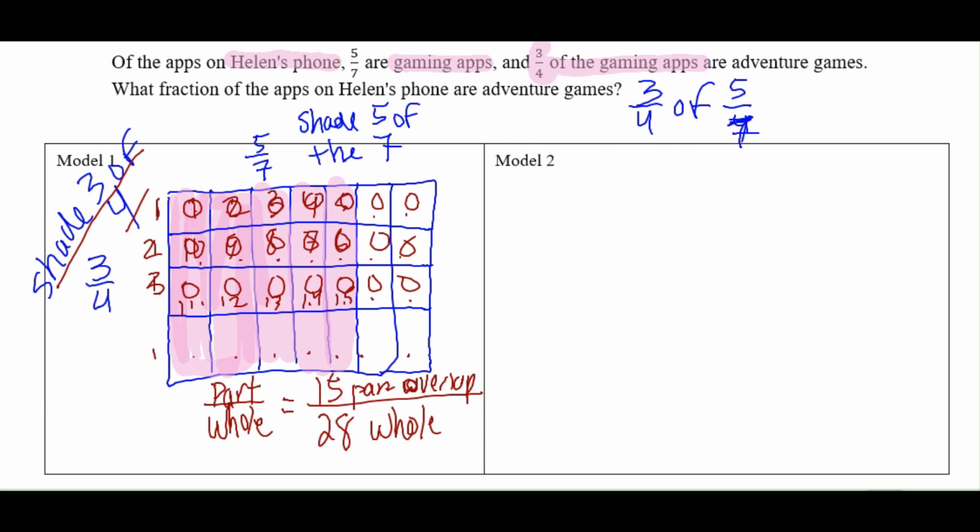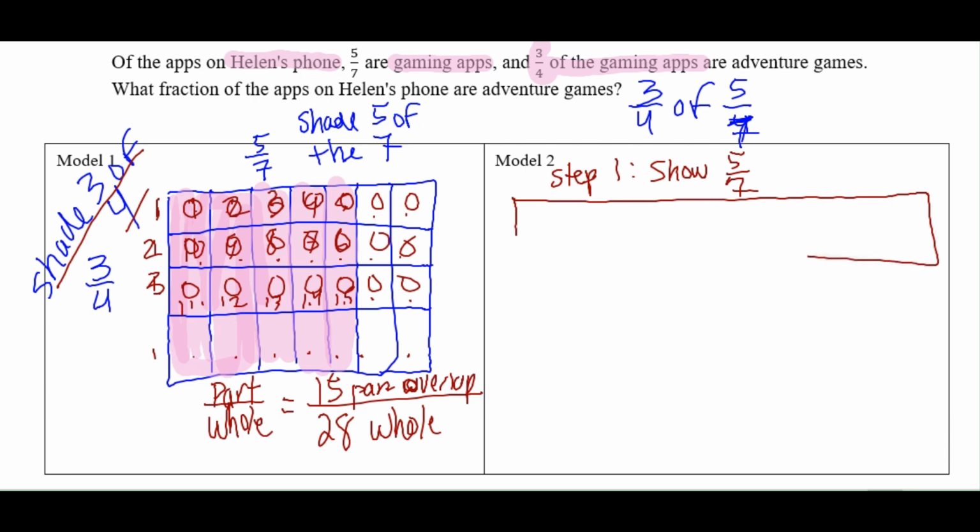For the second model, I'm going to use the modeling that's in our notes on page 8. So step 1, we want to show 5/7, or you could show 3/4 and then shade 5 of the 7, but I'm going to start with 5/7. So we're going to draw one rectangle to show 5/7. So we need to break this up into 7s. 1, 2, 3, 4, 5, 6, 7. The second thing I want to do is shade 3/4 of the 5/7.